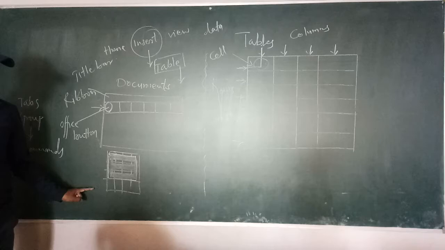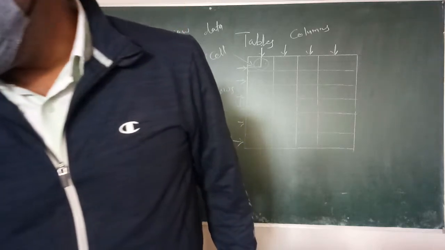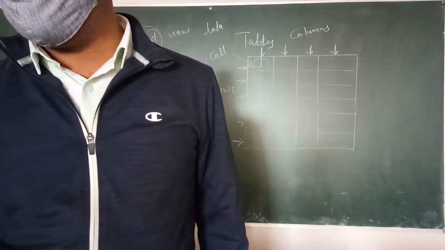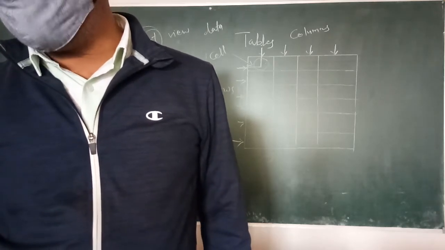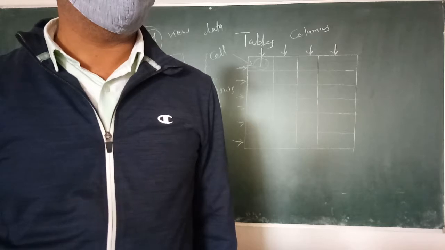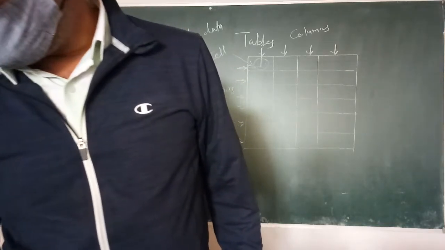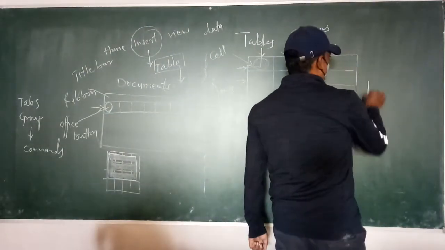Okay? Understood this grid? What is the use of this grid? On page number 14 you can see the picture. In this picture, how many rows and how many columns will the table have? 4 columns and 5 rows. Understood?